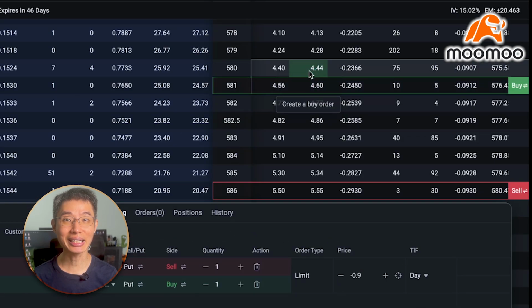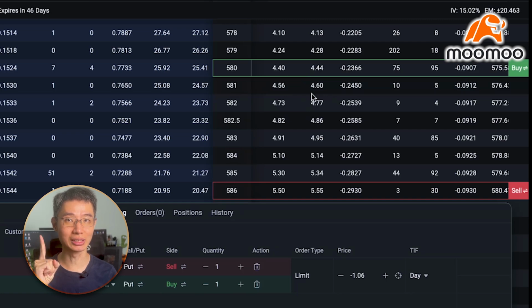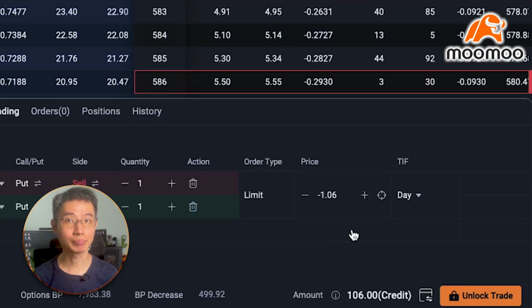In that case, I can increase my width by another $1. And this time, my total credit becomes $106. And my max loss is $499. Then, to place my trades, just click on the Unlock Trade on the bottom right.